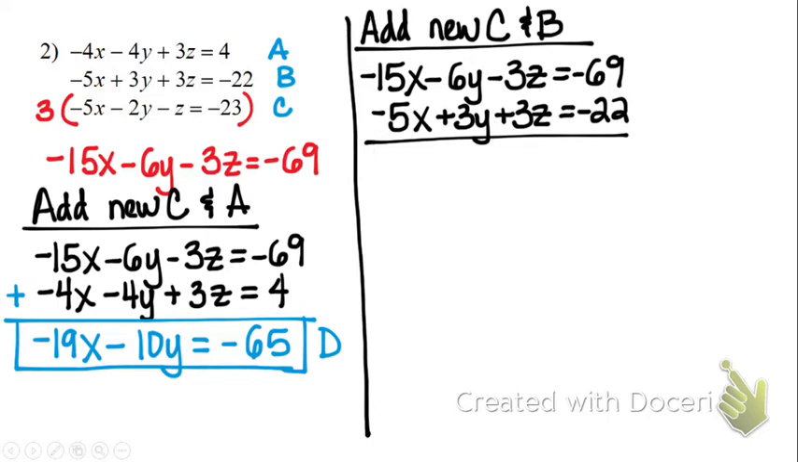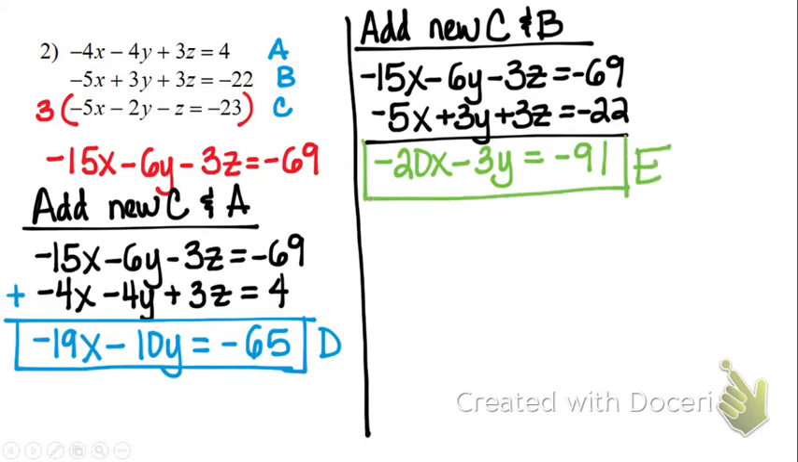So we got a negative 20x, a minus 3y. So what's negative 69 plus negative 22? All right, so now we got these two equations. We got our work cut out for us because nothing is going to easily eliminate. We're going to have to multiply both equations. So looking at the blue and the green, what do you want to try to get rid of next, the x or the y?